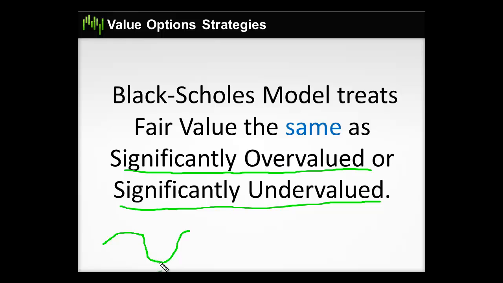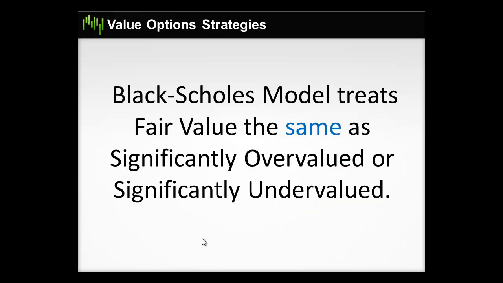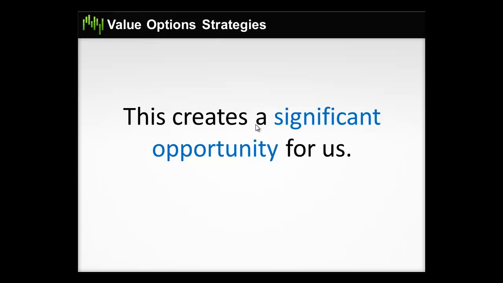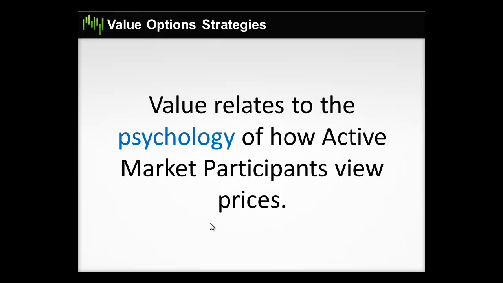Using the value charts indicator to define fair value, overvalued states, and undervalued states potentially creates a great edge for us as traders, taking advantage of one of the weaknesses that I perceive in the Black-Scholes model. Now, this creates, again, a significant opportunity for us. Value relates to the psychology of how active market participants or active traders view prices.